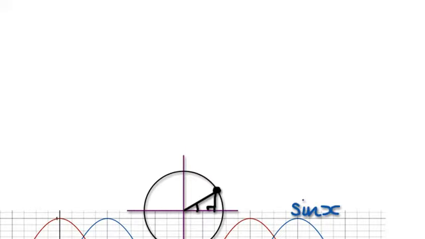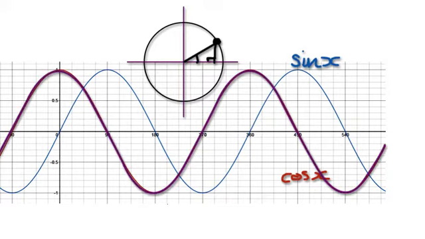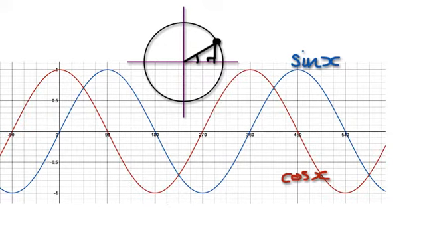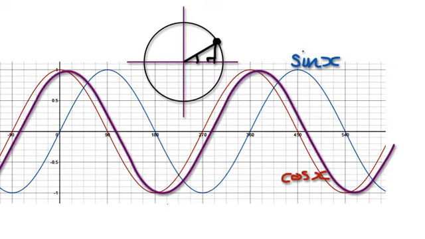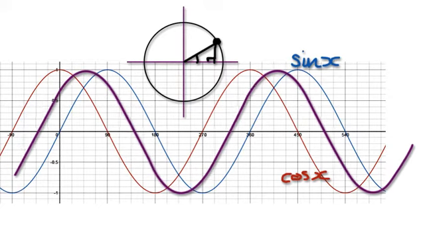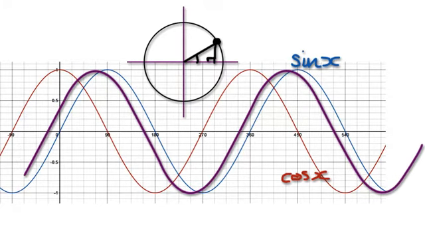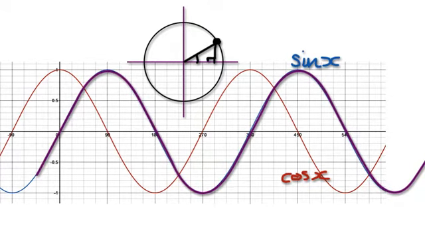In the previous video, I mentioned that if you start off with a cosine graph, which is this red line here, and you shift it across by 90, you will in effect have yourself a sine graph. It will be exactly the same as a sine graph. In this video we're going to try and understand why.